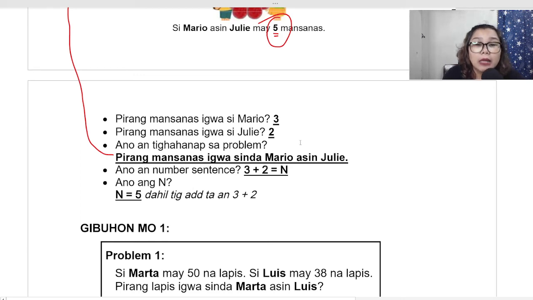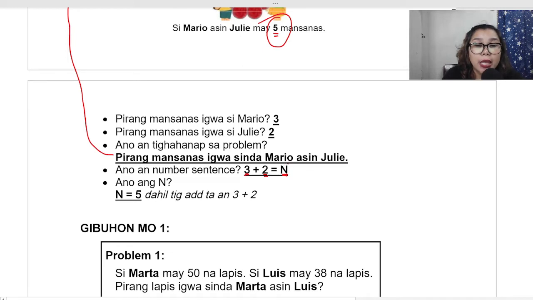After identifying the number of apples that Mario has and the number of apples that Julie has, we were able to identify what the problem is about and what we have to find. Now, what is the number sentence? Where did we get the number sentence? It's from the number of apples. Mario's 3 plus the number of apples from Julie, which is 2. So 3 plus 2, this is the number sentence, and we end it with N. So why is it that we do not have the answer yet?